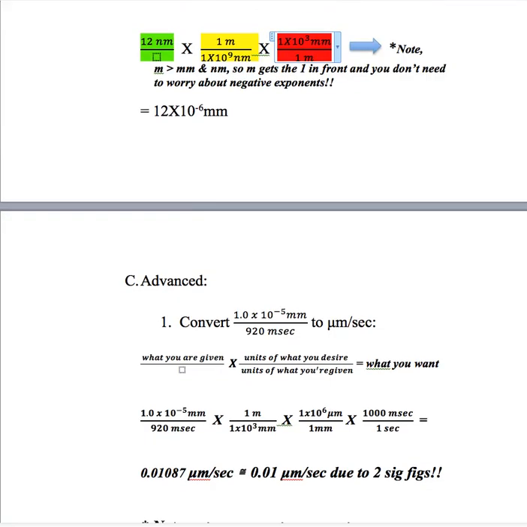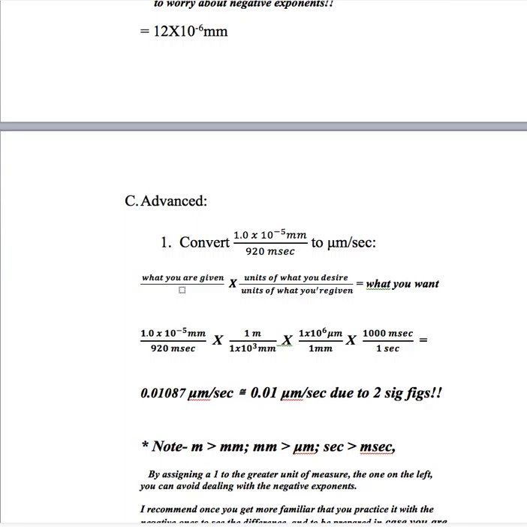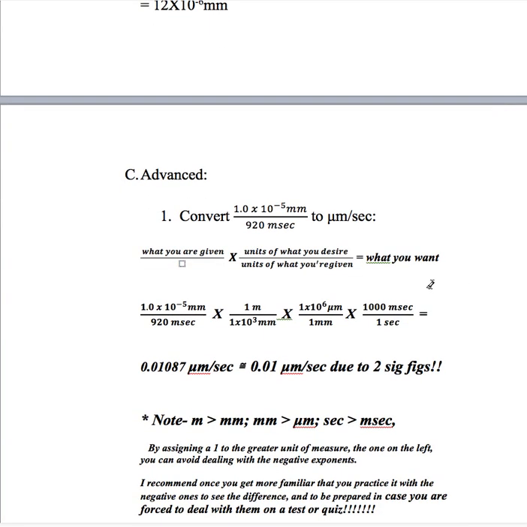Okay, so let's look at something else here. Here we have millimeters per millisecond, and we want to go into micrometers per second. Okay, so again, same concept as always. The second fraction you might have to do more than once, but it's always what you're given times a conversion factor, which is obtained from that table in the back. Getting tired, sorry.